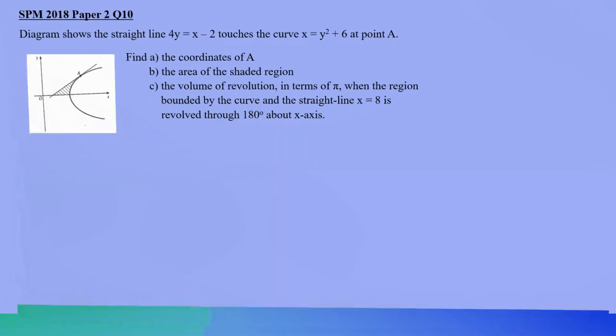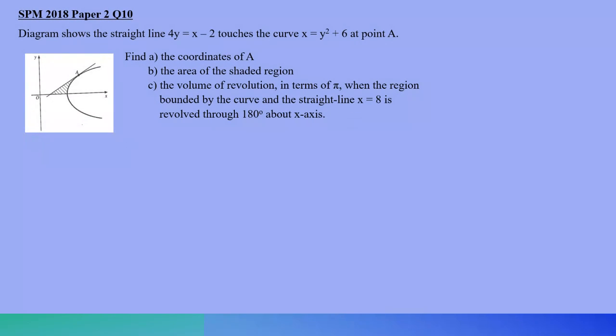Okay, now we see a question in paper 2. And paper 2 always comes, all the years, in section B. But last year it was in section A. This was in 2018, paper 2, question 10. Okay, what is given to you is a straight line. The straight line, can you see here? And your curve is given here. So this straight line touches the curve at the point A. So what they ask you to find is the coordinates of A.